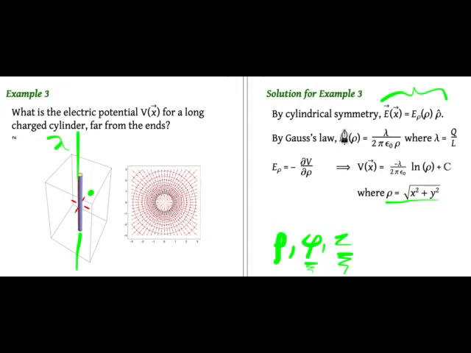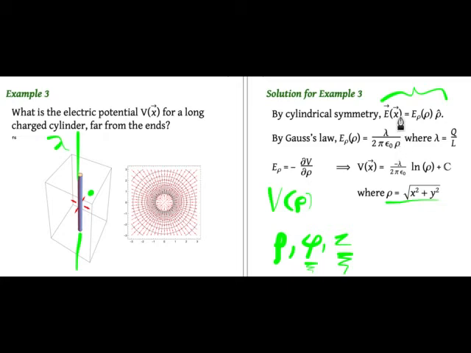Now, what we're asked to calculate is the electric potential. This gives me the electric field. Well, by cylindrical symmetry and the idea that the electric field is the rate of decrease of the potential, it will only depend on rho. So the gradient of the potential will just be dV d rho. The electric field will be minus dV d rho. And that's 1 over rho.